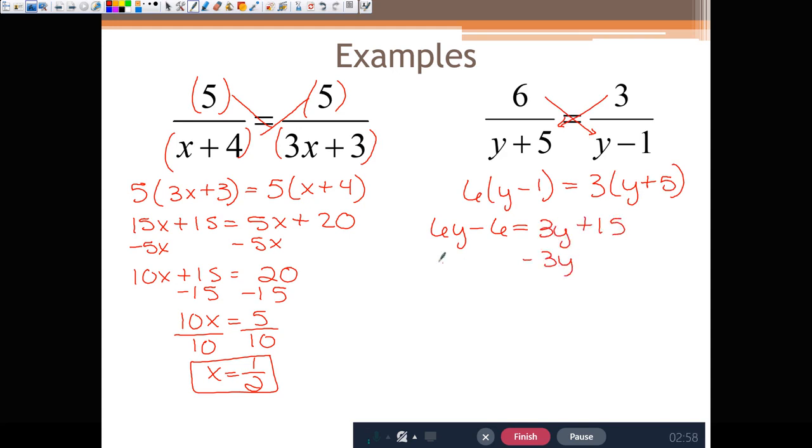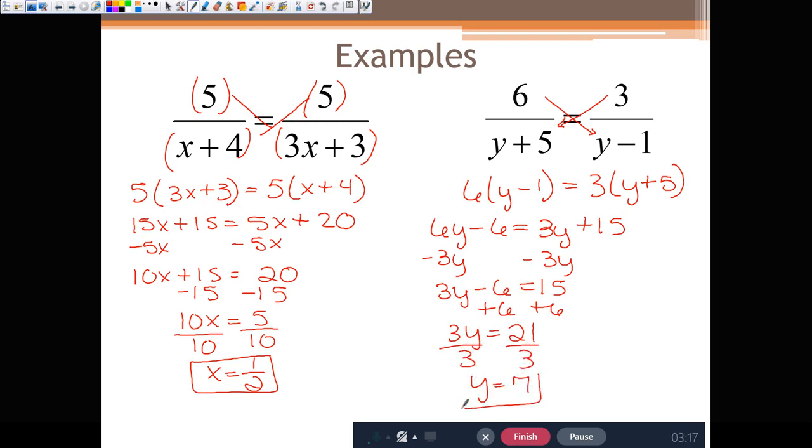Subtract 3y from both sides. I get 3y minus 6 equals 15. Add 6 to both sides. So 3y will equal 21. Divide by 3. y equals 7. So the only part that's really different here is the cross multiplication, but we've already done cross multiplication. It just has 2 expressions at the bottom this time.